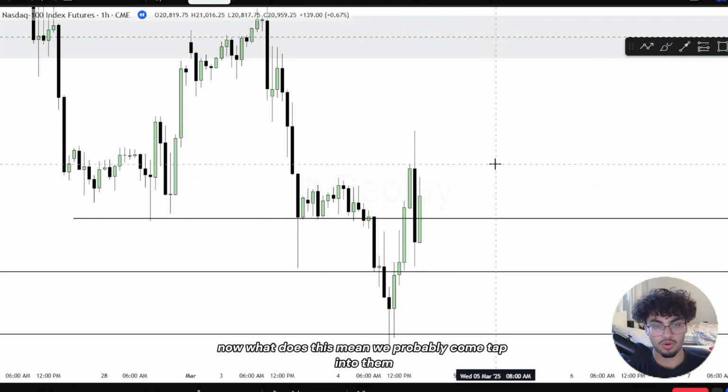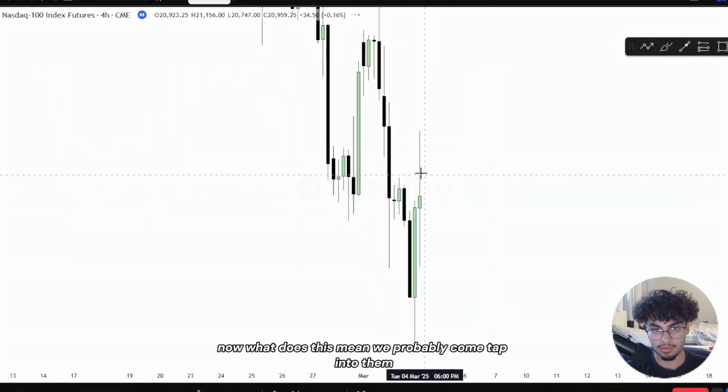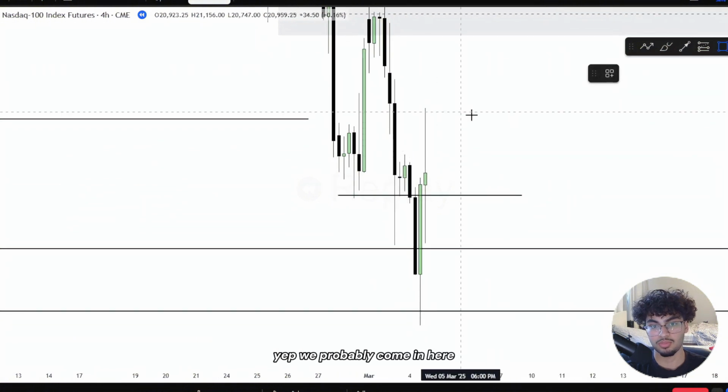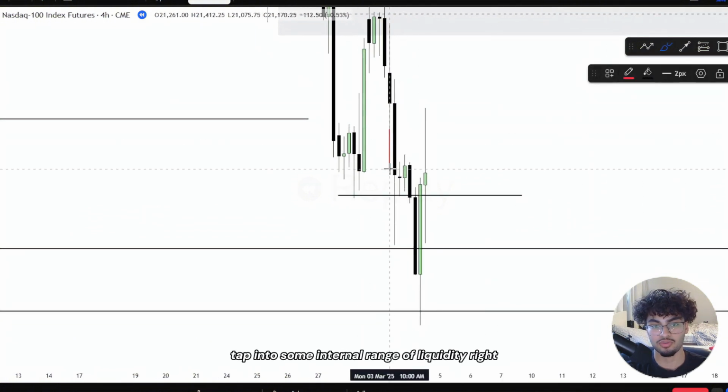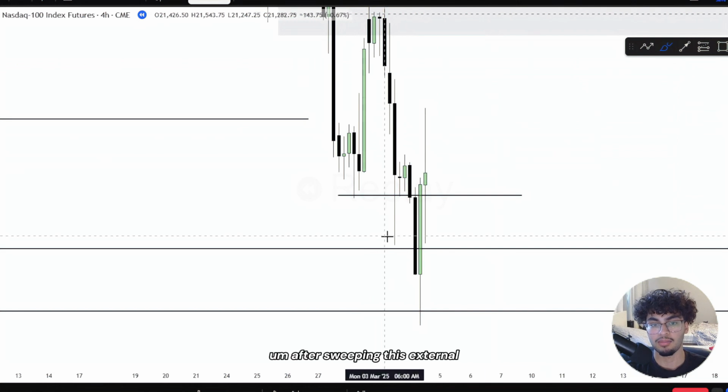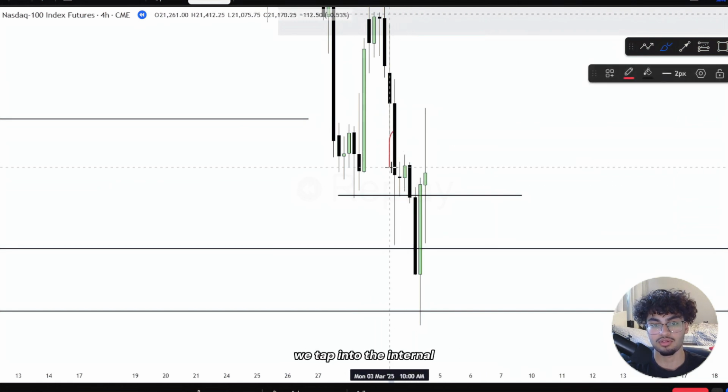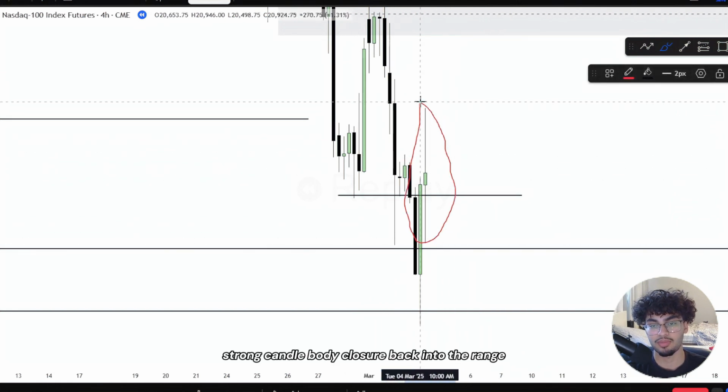Now, what does this mean? We probably come in here, tap into some internal range of liquidity, right? After sweeping this external, we tap it as internal. Strong candle body closure back into the range.